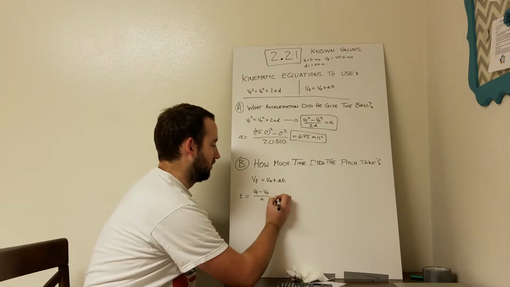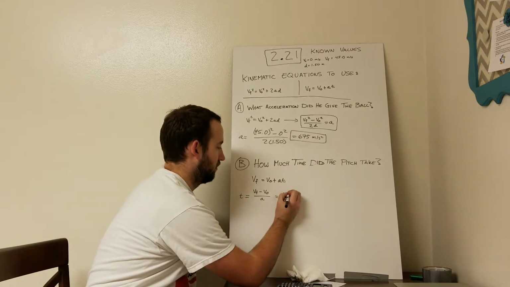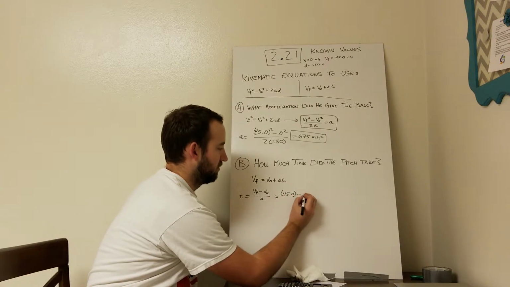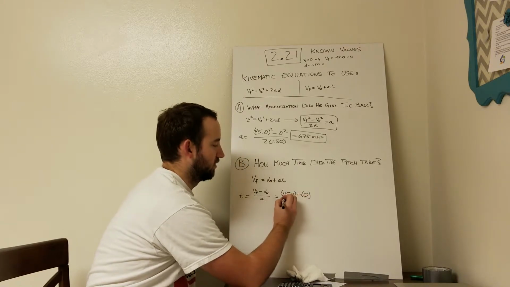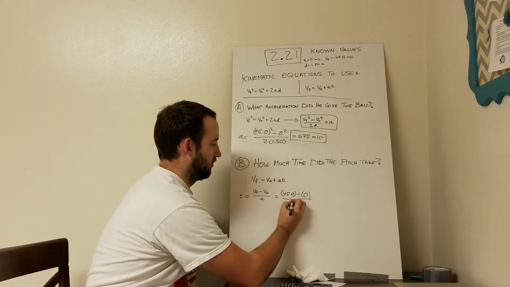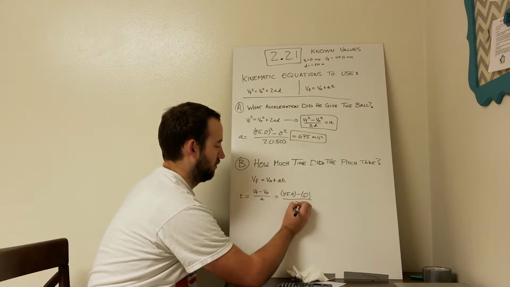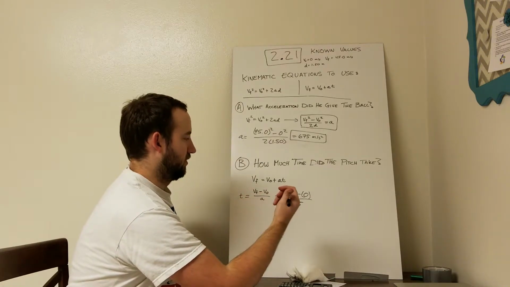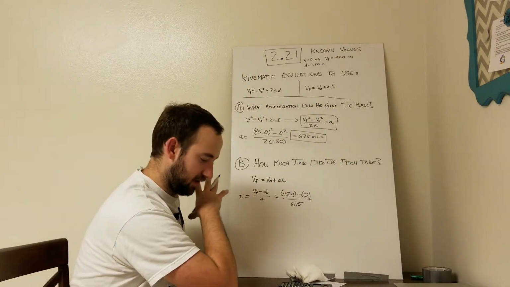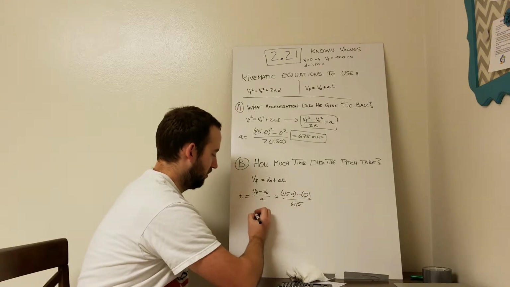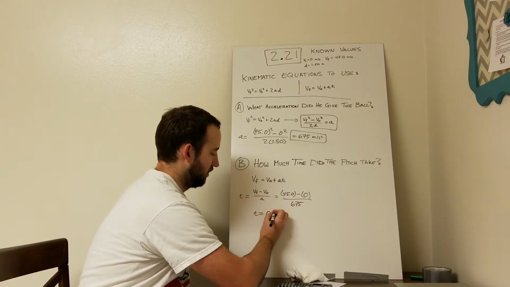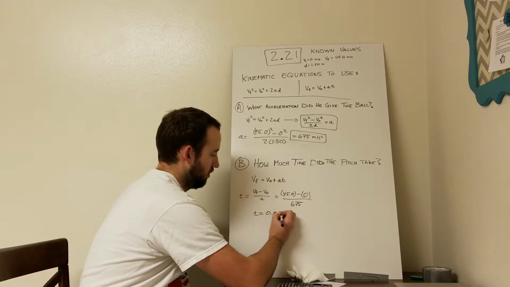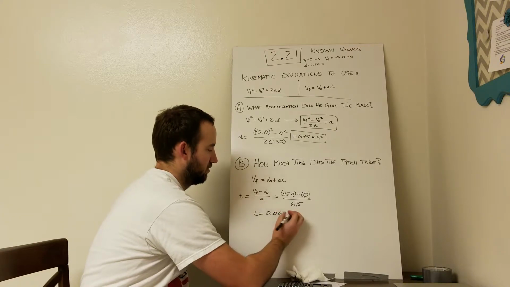So when we plug that in, it'll be 45.0 meters per second minus 0, because that was our initial velocity, over 675 meters per second squared. And when we put that in our calculator, we'll end up with t equaling 0.067 seconds.